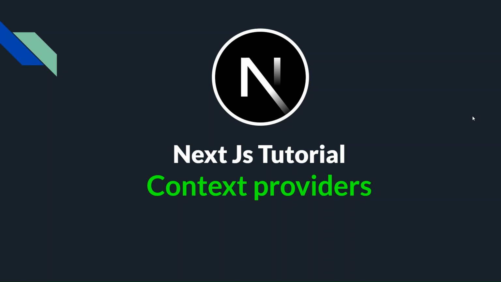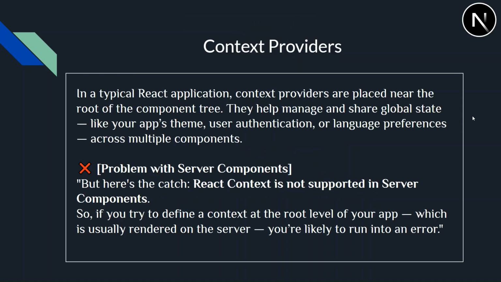So first of all, let's go to the slide. Here you can see that in today's video we are talking about what context providers are. In a typical React application, context providers are placed near the root of the component tree. They help manage and share global state like your app theme, user authentication, or language preferences across multiple components. But there is a problem with server components. So let's see what problem we face when using the context provider.